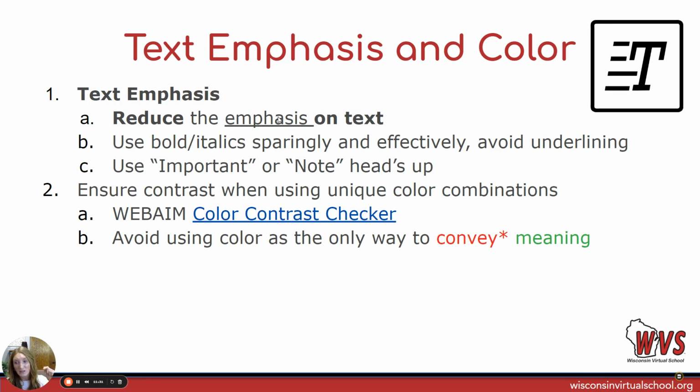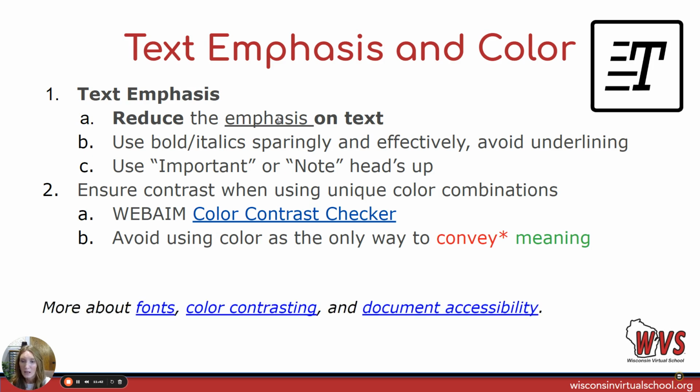So putting an asterisk or bolding it or somehow noting it in a different way is really important so that you're not heavily relying just on that color. If you're looking for more information about fonts, color contrasting, and document accessibility, I encourage you to check out the links below as well.